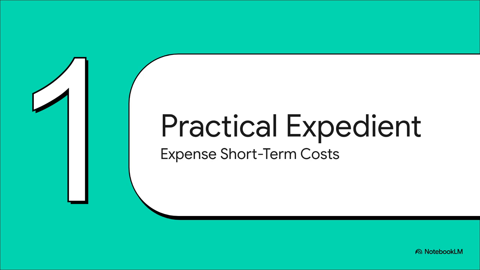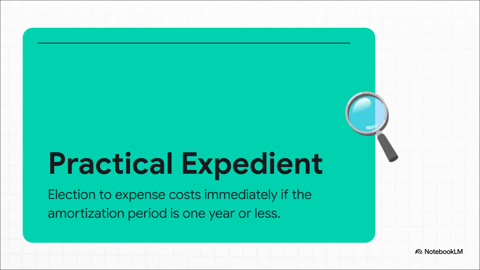Starting right off with part 1, the practical expedient, where we look at expensing short-term costs immediately. Okay, so think of today's framework as a 2-path journey. Path A is our exemption rule, and let me tell you, this is an absolute favorite for accountants who want to avoid unnecessary headaches. Now, why do we even need an exemption?